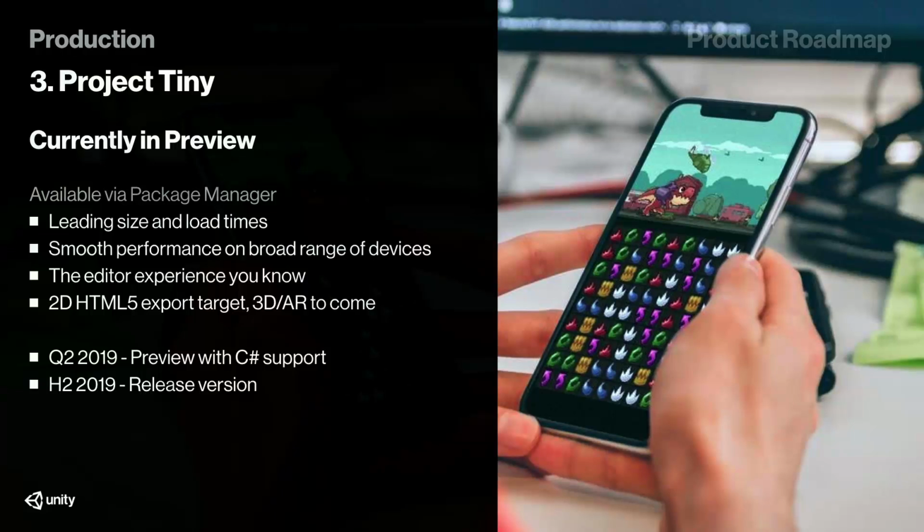In Q2 2019, we're switching from TypeScript, which is currently how you interact with this. It's an ECS architecture, over to C#. And then in the second half of this year, you're going to be able to get the 1.0 release of Project Tiny, or Tiny Mode as we call it.